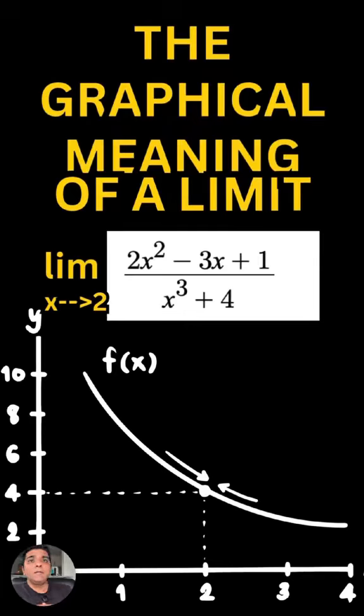So what is a limit in calculus, and what is the graphical meaning of a limit? Let's take a look. So we have the limit as x approaches 2 of this particular rational expression, 2x squared minus 3x plus 1 divided by x cubed plus 4.